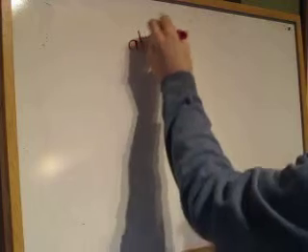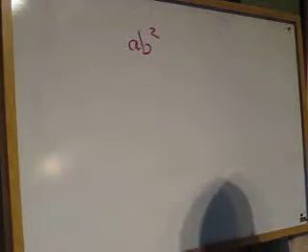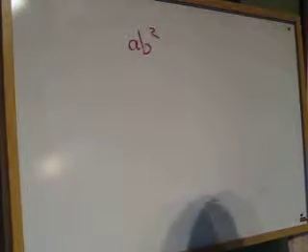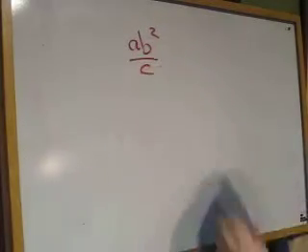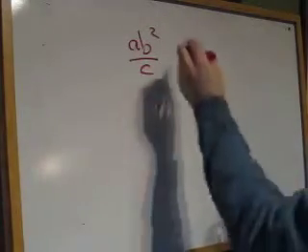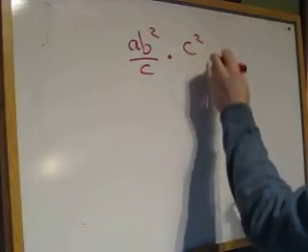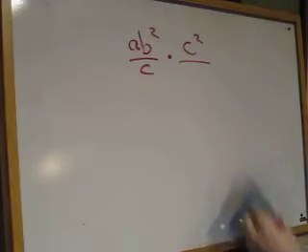I'm going to skip 1 through 22. Those are pretty self-explanatory. Let's jump up to page 190, number 34. Give us AB squared over C, and they multiply that times C squared over A squared B.